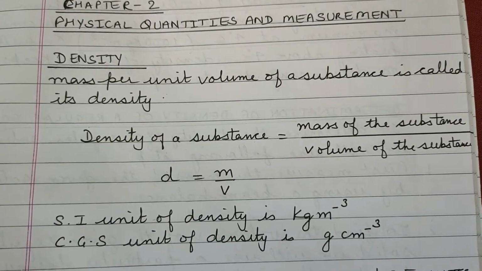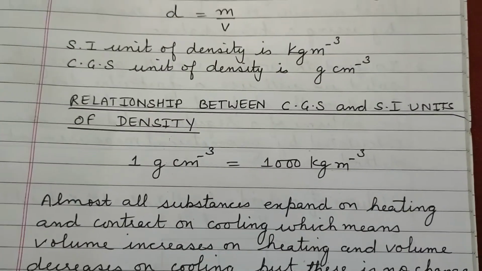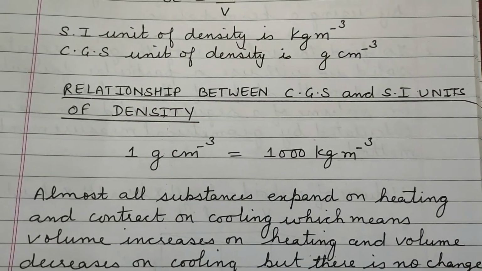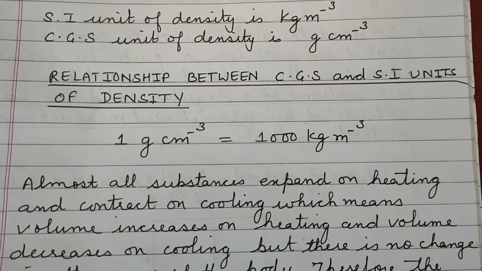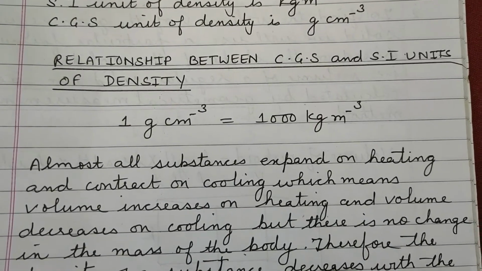If you are asked to find out the relation between the CGS and SI unit of density, we can write it as 1 gram per centimeter cube is equal to 1000 kg per meter cube.